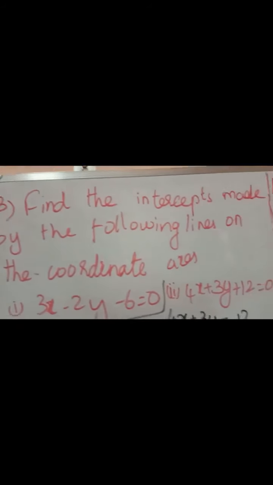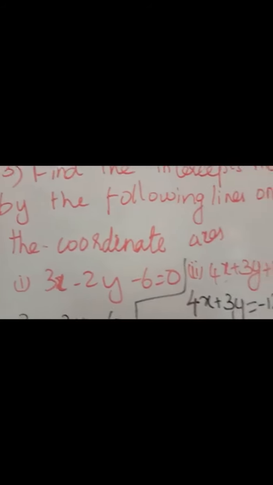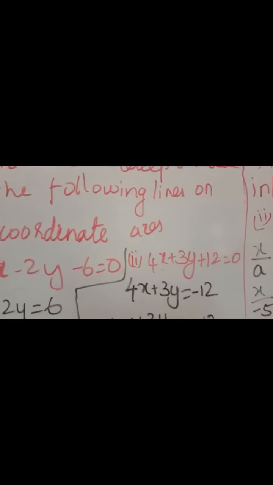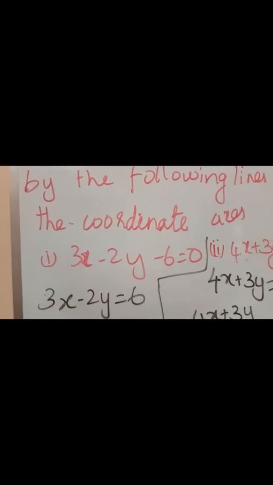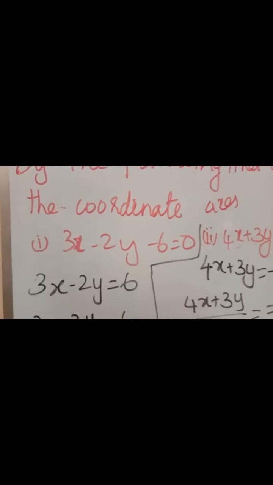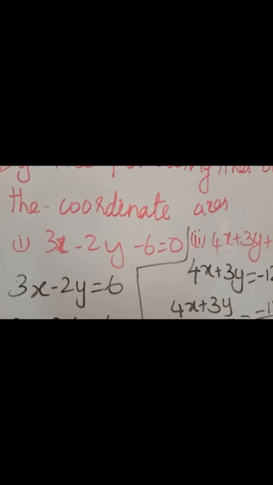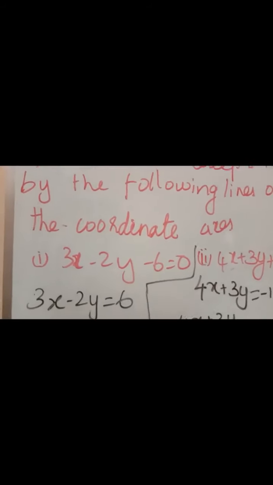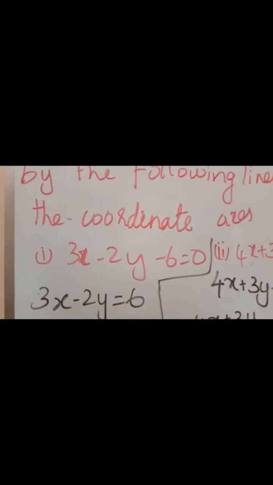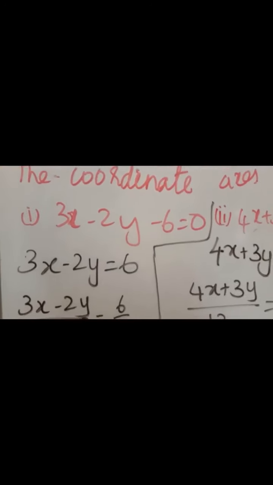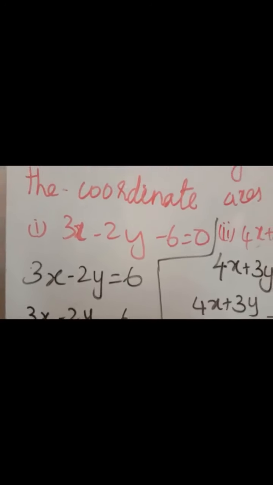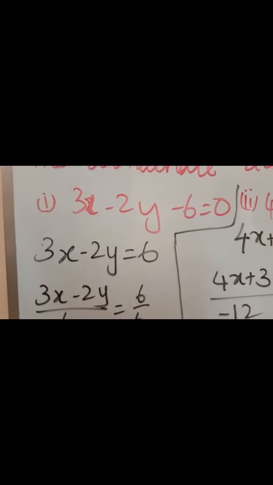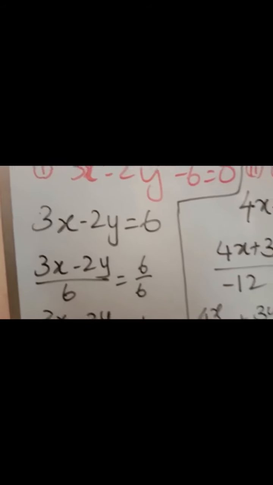Next, question number 13. Find the intercepts made by the following lines on the coordinate axis. Coordinate axis means both x-axis and y-axis. Axes plural, axis singular. Right? Now we have to find x-intercept and y-intercept. In the previous question number 12, x-intercept and y-intercepts were given and we found the equation of the straight line. Here, the equation of the straight line is given. We have to find x-intercept and y-intercept. Just the reverse process we are going to do.